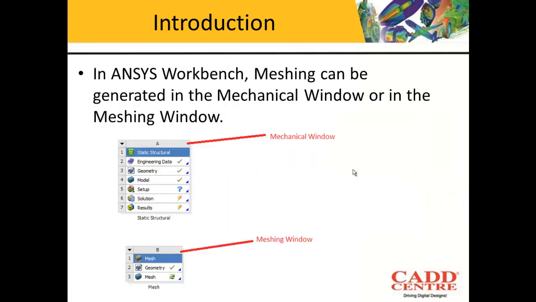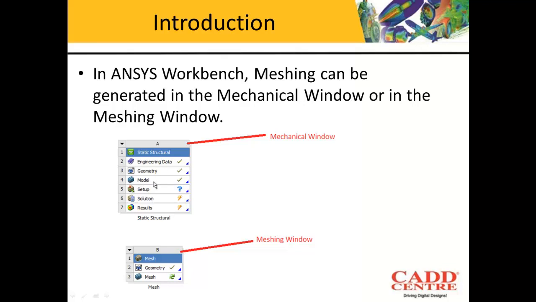Now the meshing can be created using the meshing window, which is a standalone system. You can see over here, this is a standalone meshing window which we can add from the component system, and this can also be used for generating the mesh. If you add this as a standalone system, you will only get the geometry and the mesh settings. You will not have the engineering data for it. That means you will have to attach another system, or take this to another system where this geometry and the meshing can be used, or the meshing can also be created in a mechanical window.